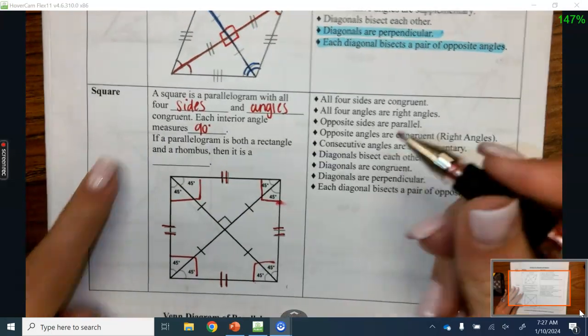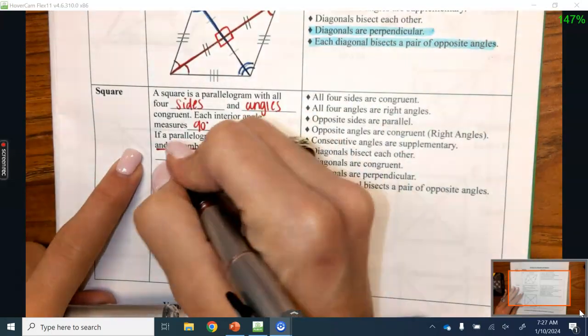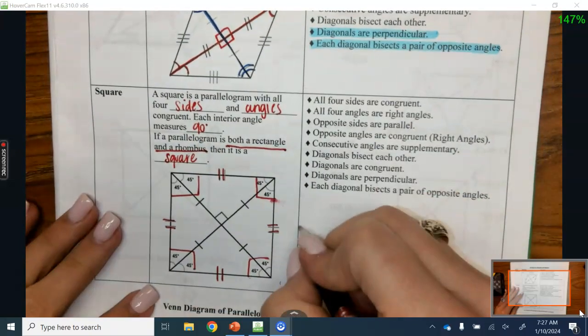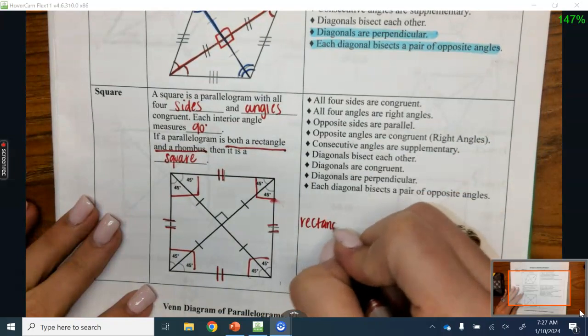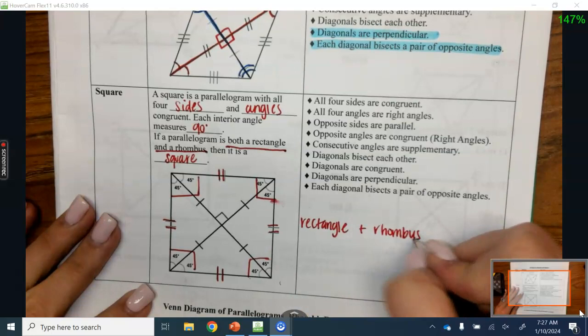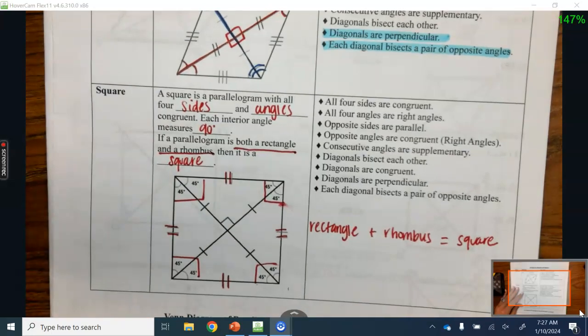If a parallelogram is both a rectangle and a rhombus, then it is a square. Okay, so rectangle plus rhombus equals a square. All right. So we know the properties of each, a rectangle and a rhombus, now.